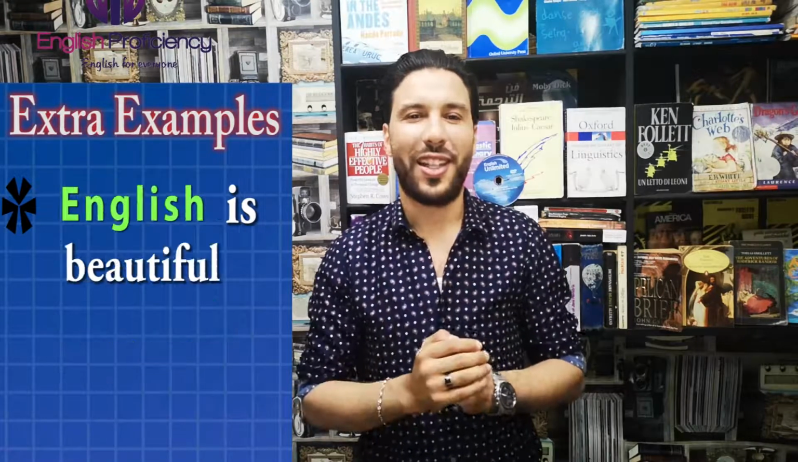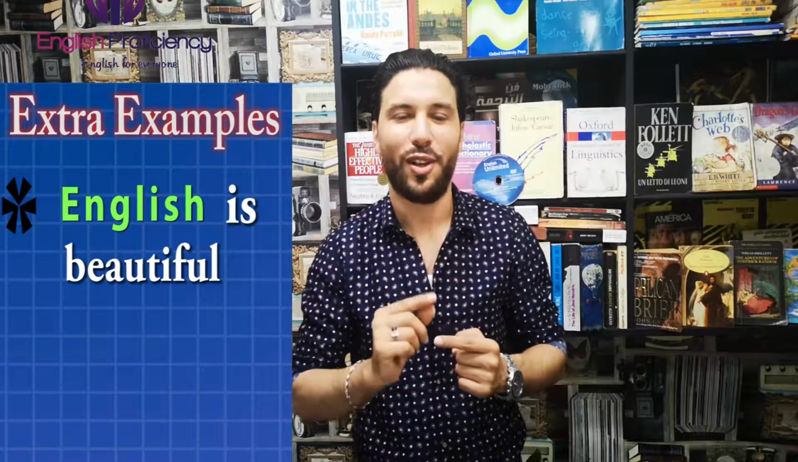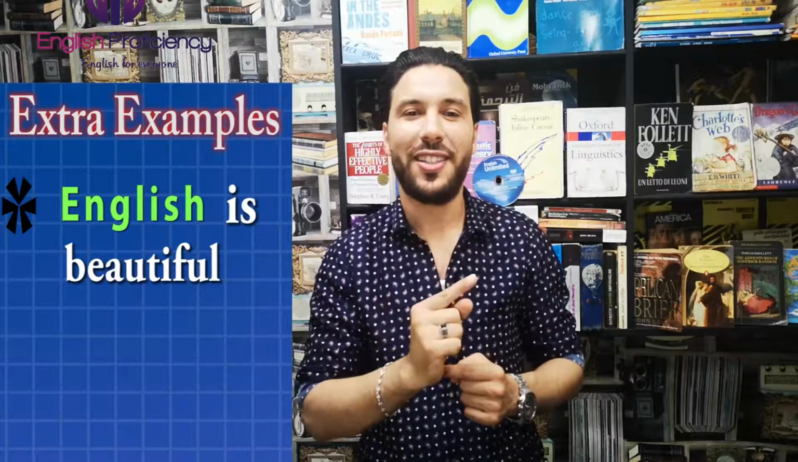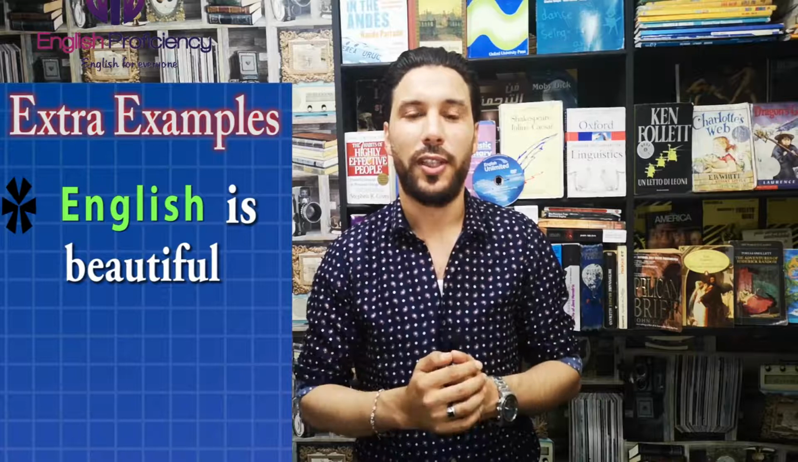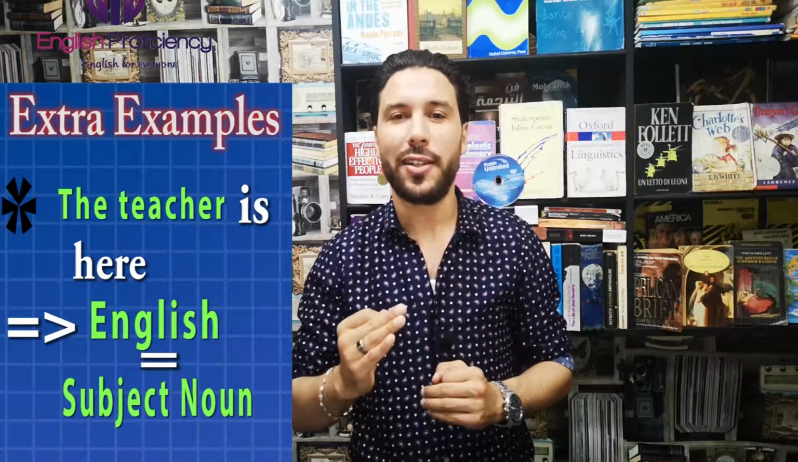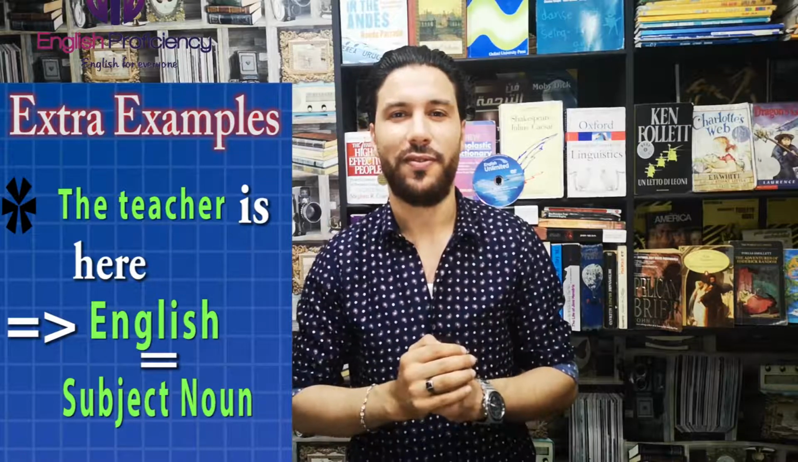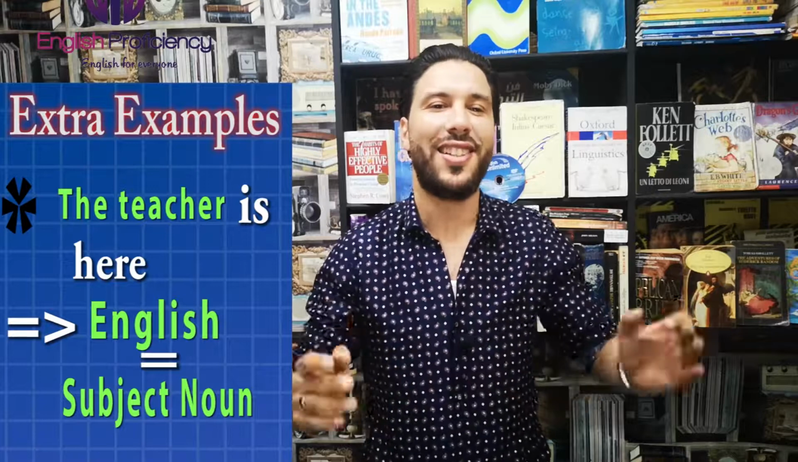I shall give you another example. English is beautiful. What is beautiful? English is beautiful. So the subject is English. These are subject nouns. Now please let's see the subject pronouns.